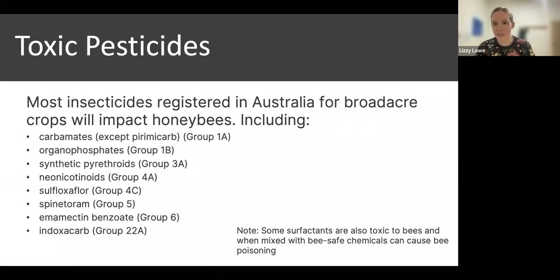Now, if we want to talk about which pesticides are toxic to bees, it's a lot of them. Most of the insecticides that we would have registered in Australia, especially for broadacre cropping, will impact bees, if not kill them directly. Primacarb is an exception there, which is a bee-friendly pesticide, but also note that there are some surfactants which are mixed with the chemicals. So even if you have a bee-friendly pesticide, that surfactant can actually be what causes the problem rather than the pesticide itself.